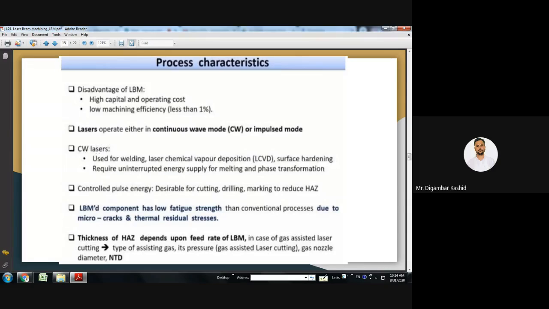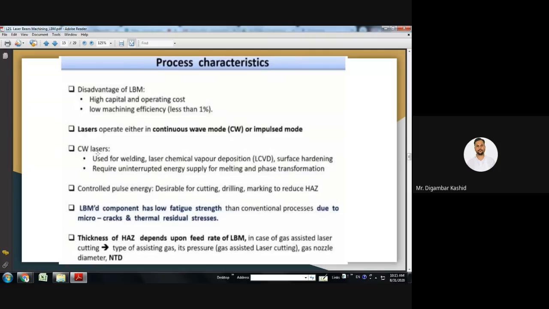The next characteristic is the thickness. The thickness of the heat affected zone depends on the feed rate of the laser beam machining. In gas assisted laser cutting, the type of assisting gas and its pressure also help to reduce the heat affected zone. The gas nozzle diameter and the nozzle tip distance also help to reduce the heat affected zone.